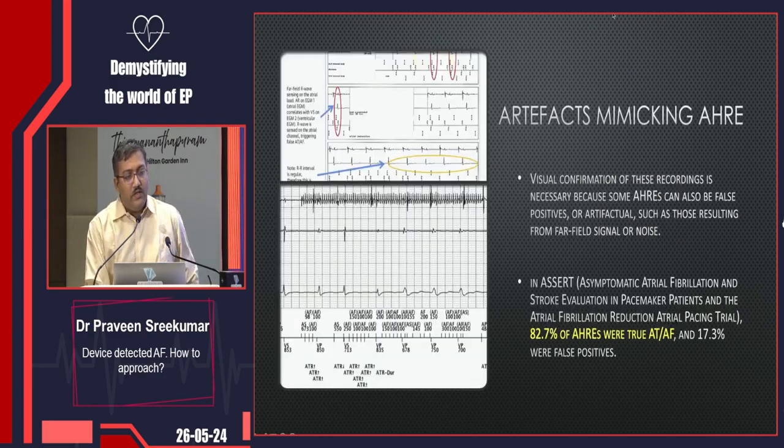Sometimes it is better to manually check an atrial rate episode by manually monitoring the device, because sometimes you can get T-wave oversensing or atrial noise which may be detected as AHREs. That's a problem with this. Even in the ASSERT trial, most of the patients had pacemakers. That's the most common sort of patient with device-detected AF. About 82% were actually true AF, and almost 17%, almost one fifth, were false positive, even with the atrial lead. So with other devices, it should be higher.